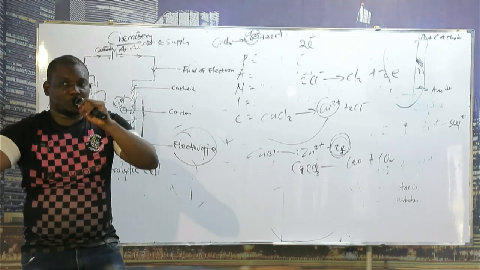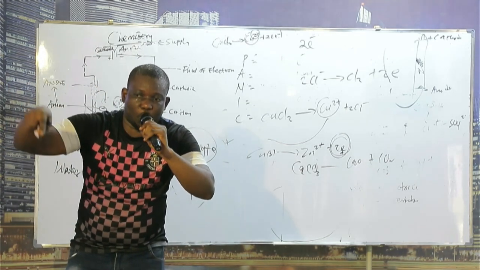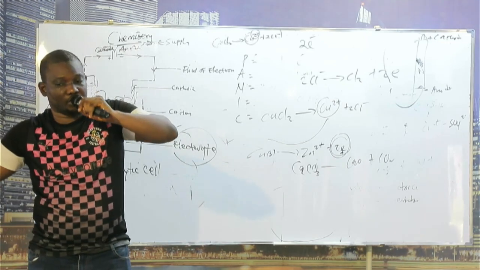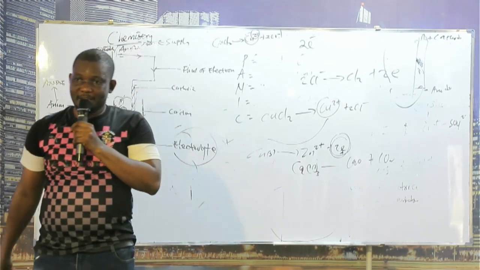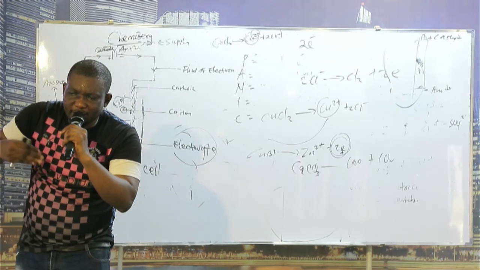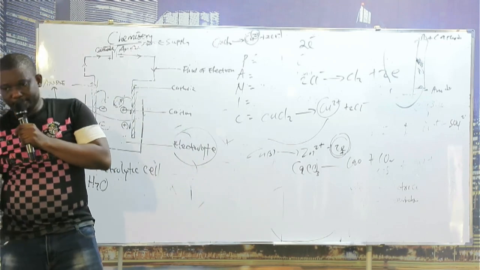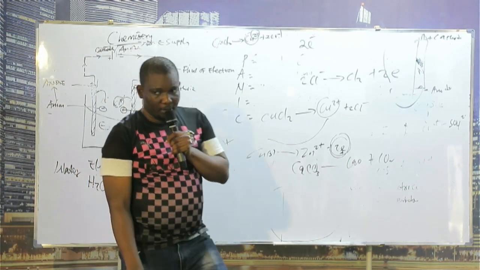See, that is what brings about what? Empirical and molecular. And then, by extension, structural. That is another simple way to describe quantitative and qualitative. Do you get the point now?